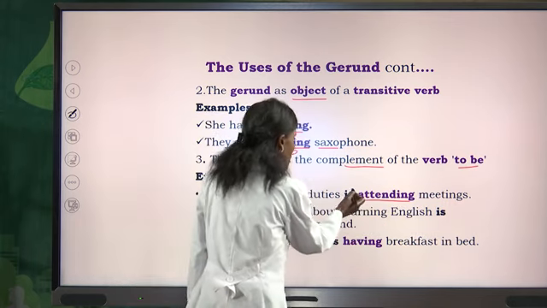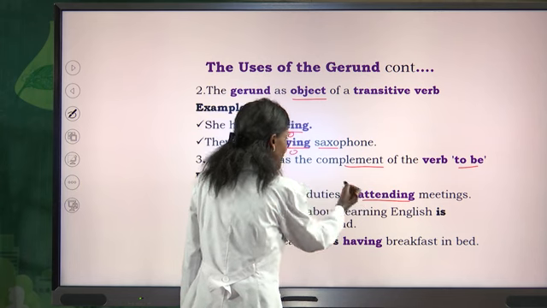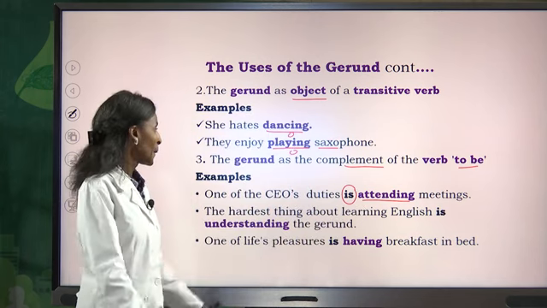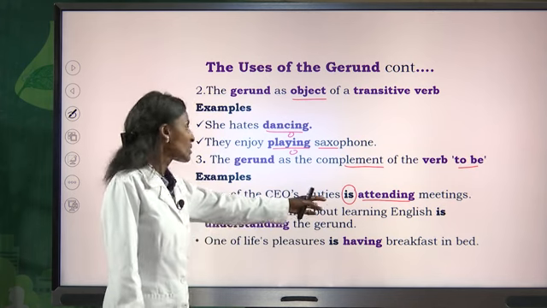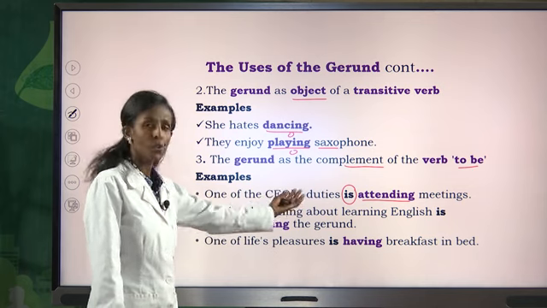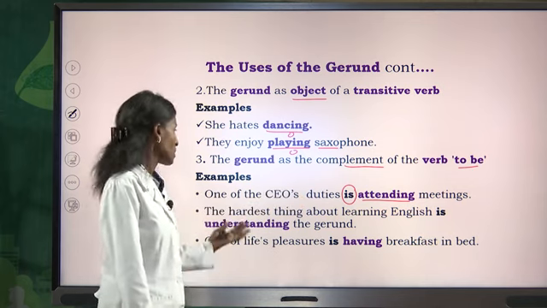What is the verb to be in this case? Is. Verb to be. The state of being is shown by is attending. What is the state of being shown? Duty. His duty is a state.